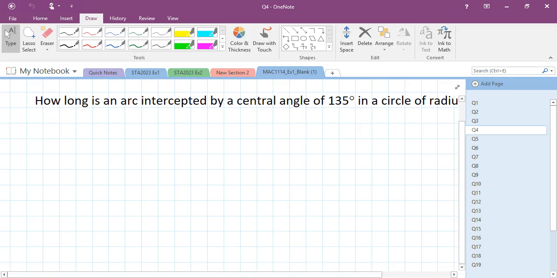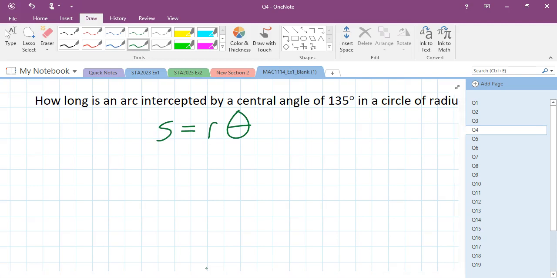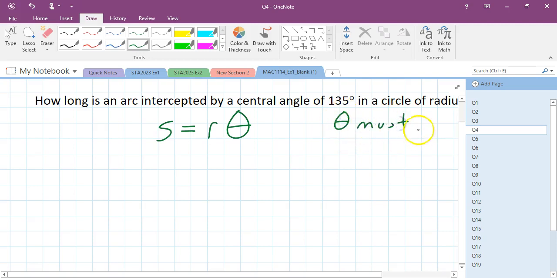S equals radius times theta. So the S is the arc length. What was the R again? Radius. And the theta is our angle, right? But it has to be in radians. Good, theta must be in radians.